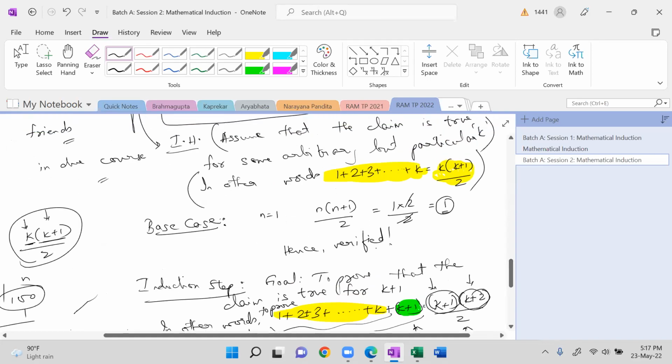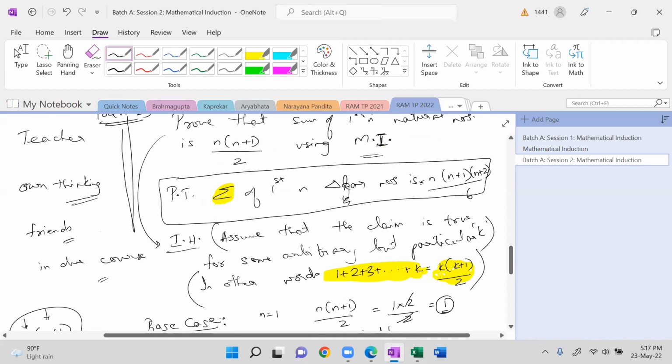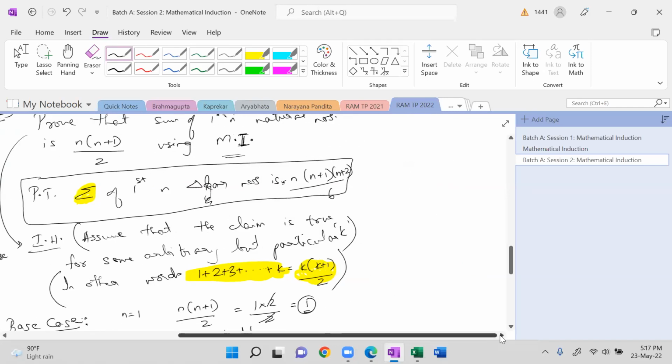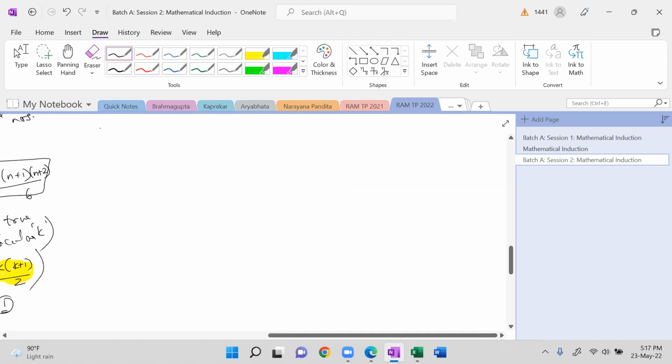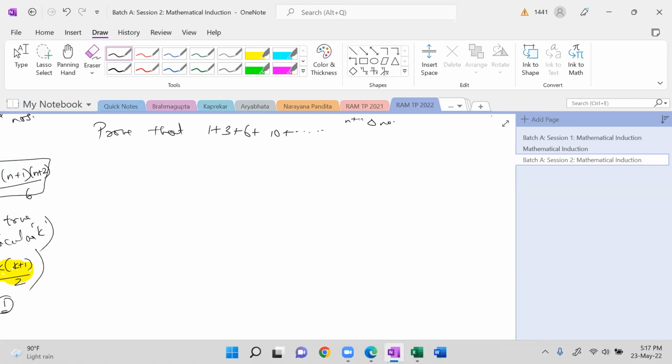Let's try another problem. The second one. Prove that the sum of first n triangular numbers is n times n plus 1 times n plus 2 divided by 6. So prove that 1 plus 3 plus 6 plus 10 and so on, all the way up to the nth triangular number. What will be the nth triangular number? Anybody?